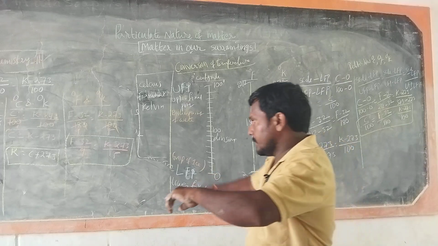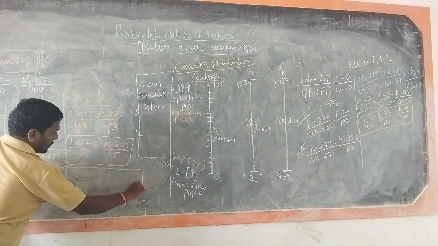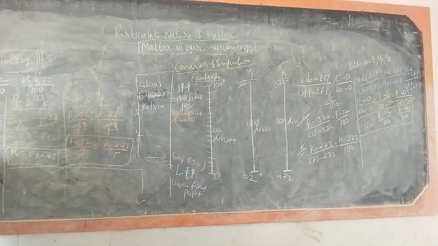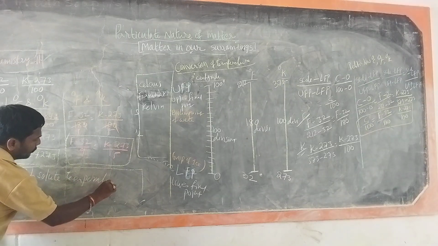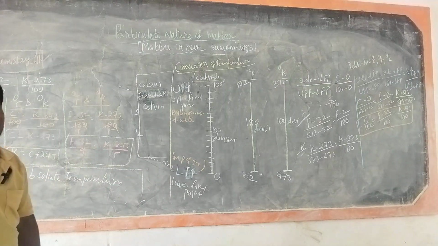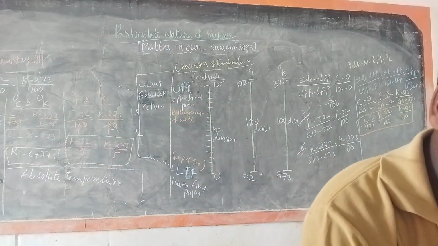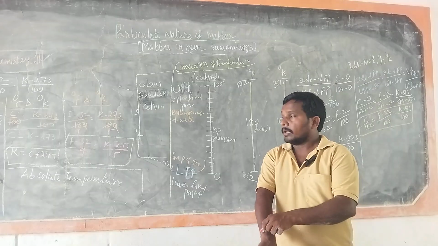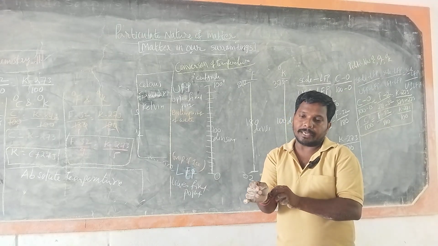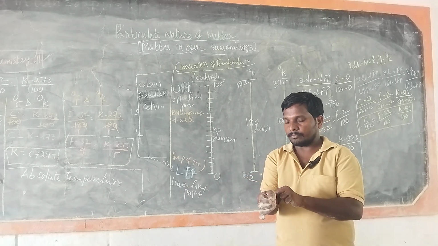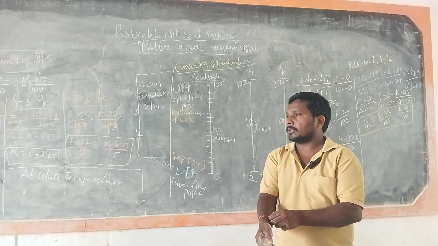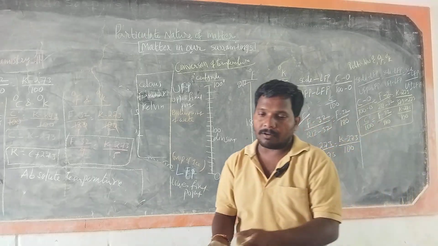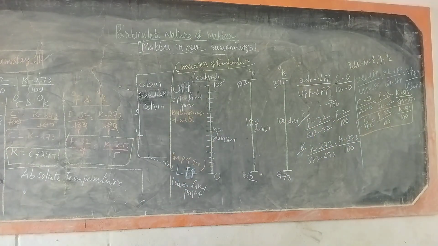If we measure the temperature in Kelvin, we can call it absolute temperature. Absolute temperature is nothing but the temperature measured in terms of Kelvin. So this is about the change in state of matter, then the effect of pressure and conversion of temperatures.